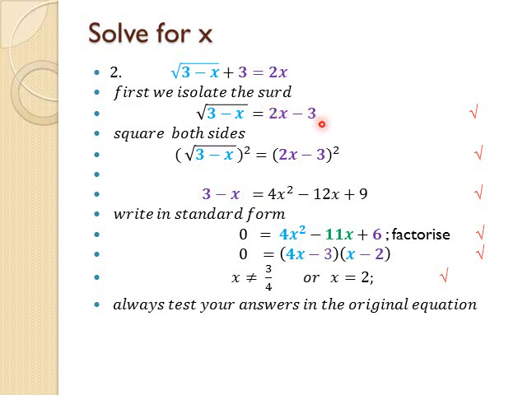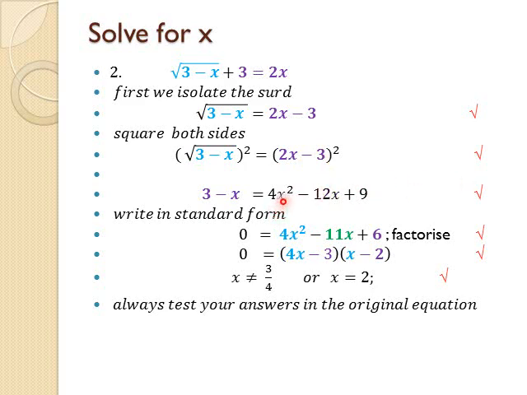However, the binomial will always catch you out because you forget there's a middle term. So again, 2 times 2, 4, x times x, x squared. 2x times negative 3 gives me negative 6. Negative 6 times 2 would give me negative 12x. Negative times negative is positive, 3 times 3, 9. So 1 mark for there.